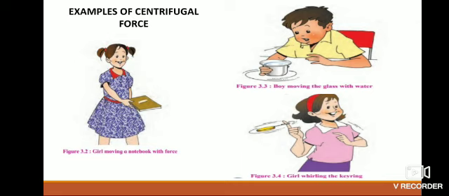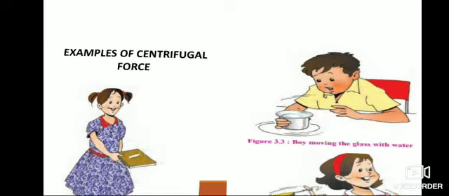Centrifugal means going away from the center. You must have experienced it too. This also is an effect of centrifugal force. When you go to a fair and you sit in a Ferris wheel, your seat spins and leans outward away from the wheel. This is an example of centrifugal force.